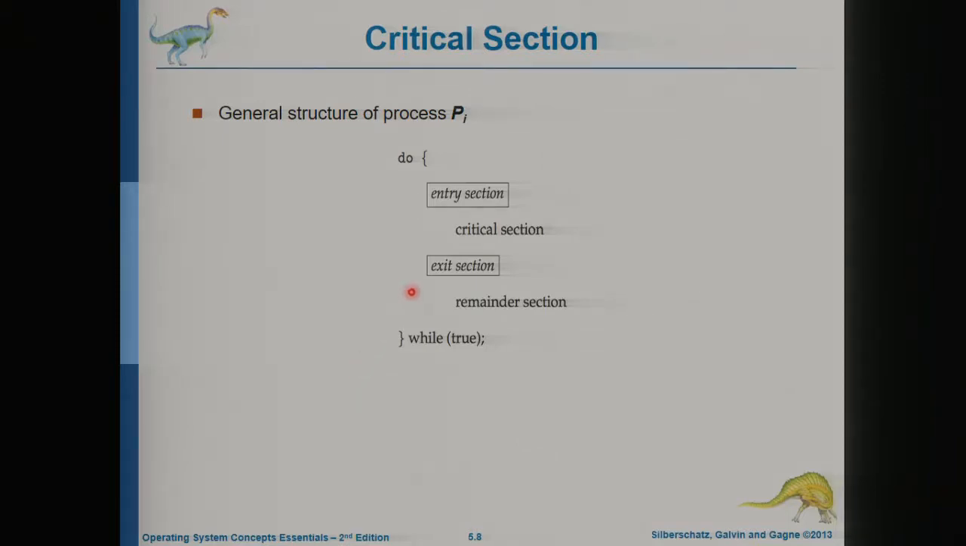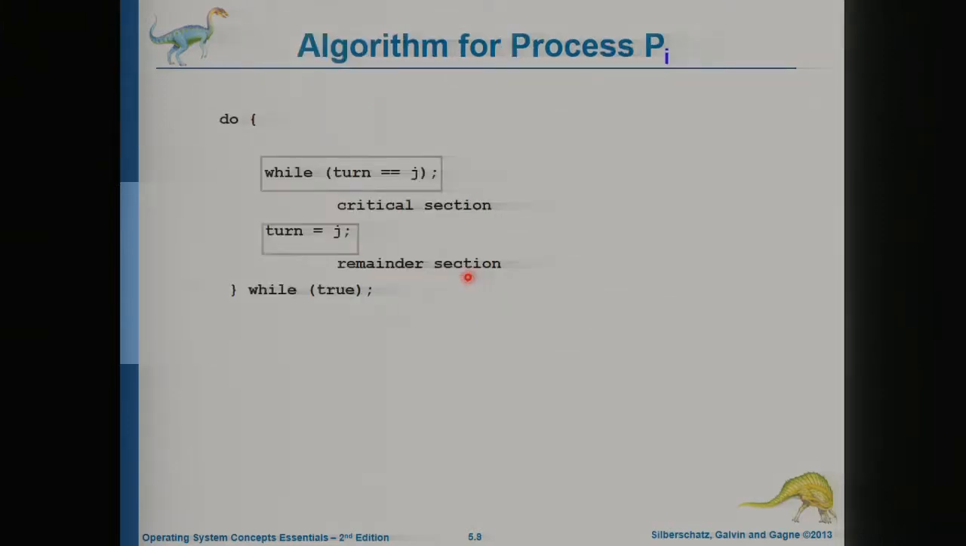In the entry section, the processes should take permission to enter into the critical section. So any process that wants to enter into the critical section takes permission, executes the critical section, then exits the critical section and then goes into the remainder section. In the exit section also it has some tasks to do. So here is a general algorithm for two processes, or n processes.